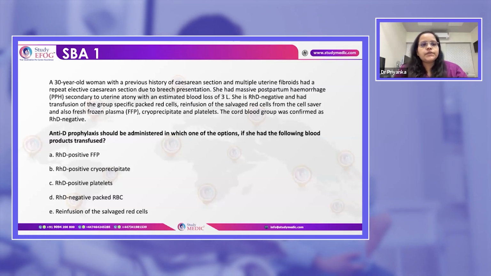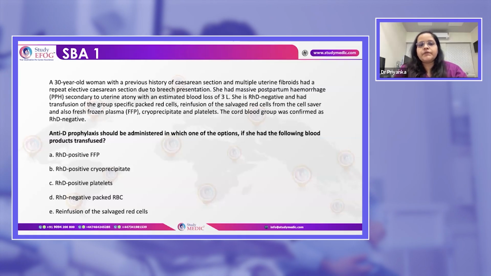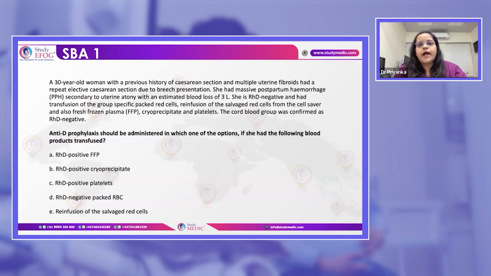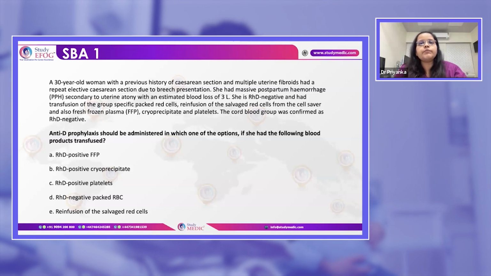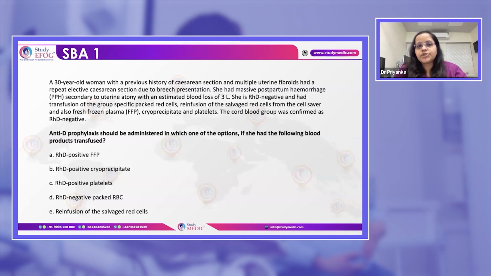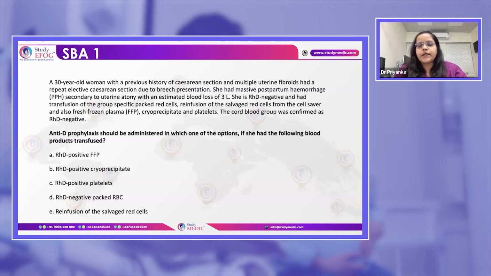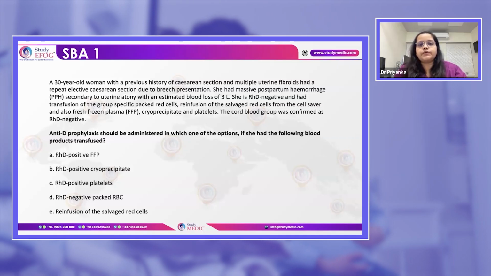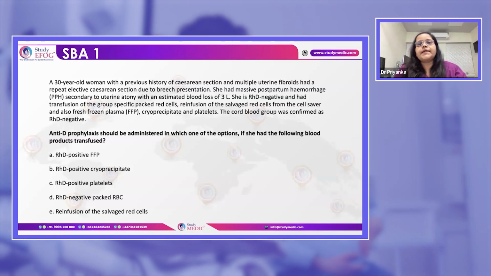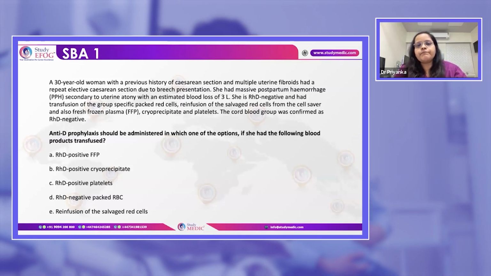Coming to the first question, it's a 30-year-old woman with a previous history of cesarean section and multiple uterine fibroids. She had an elective cesarean section in this pregnancy for breech presentation. Because of the previous cesarean and multiple fibroids, after the cesarean there was massive postpartum hemorrhage due to uterine atony, where the estimated blood loss was around 3 liters. So it's a major PPH.